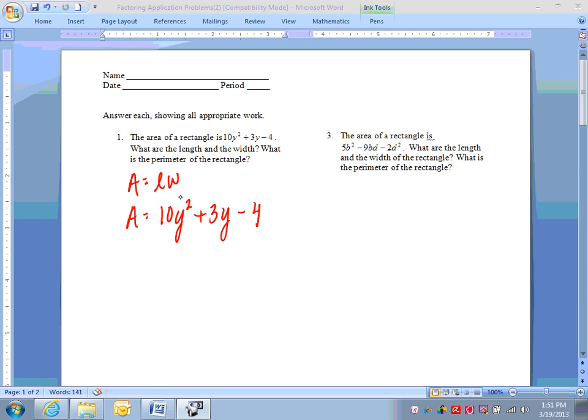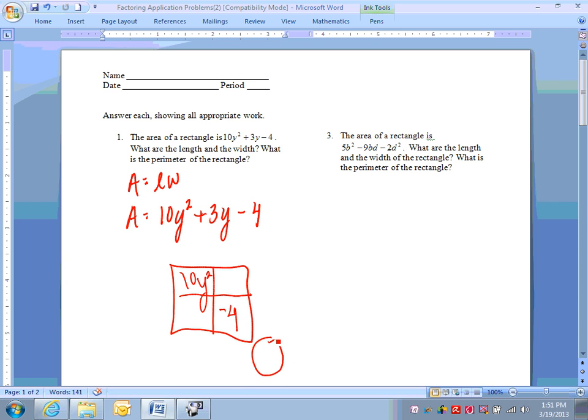So we are going to take the total area that they give us, the formula in the problem, and then we are going to factor it to find our length and width. So I'm going to start by using the reverse box method. And I put my 10y squared up in the top, left-hand box, and I put the negative 4 down in the bottom. And then I multiply the coefficients 10 and negative 4 to give me negative 40.